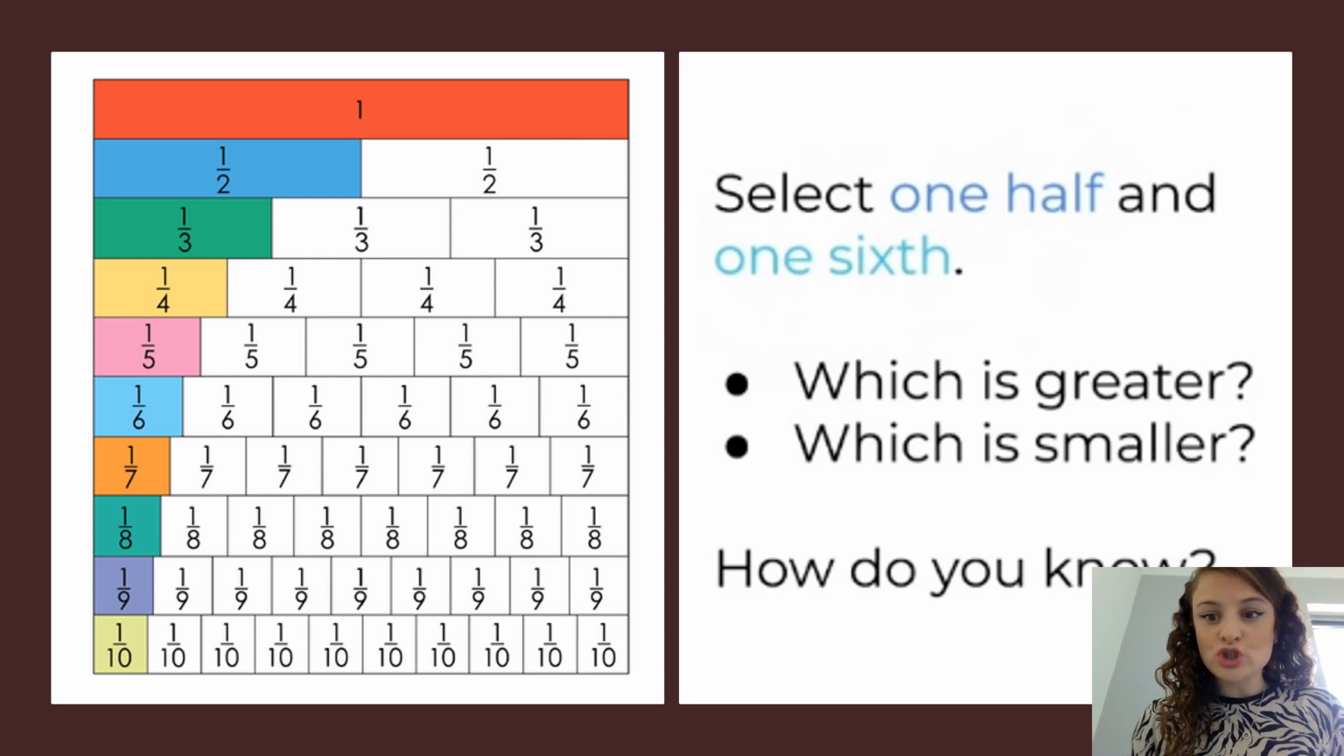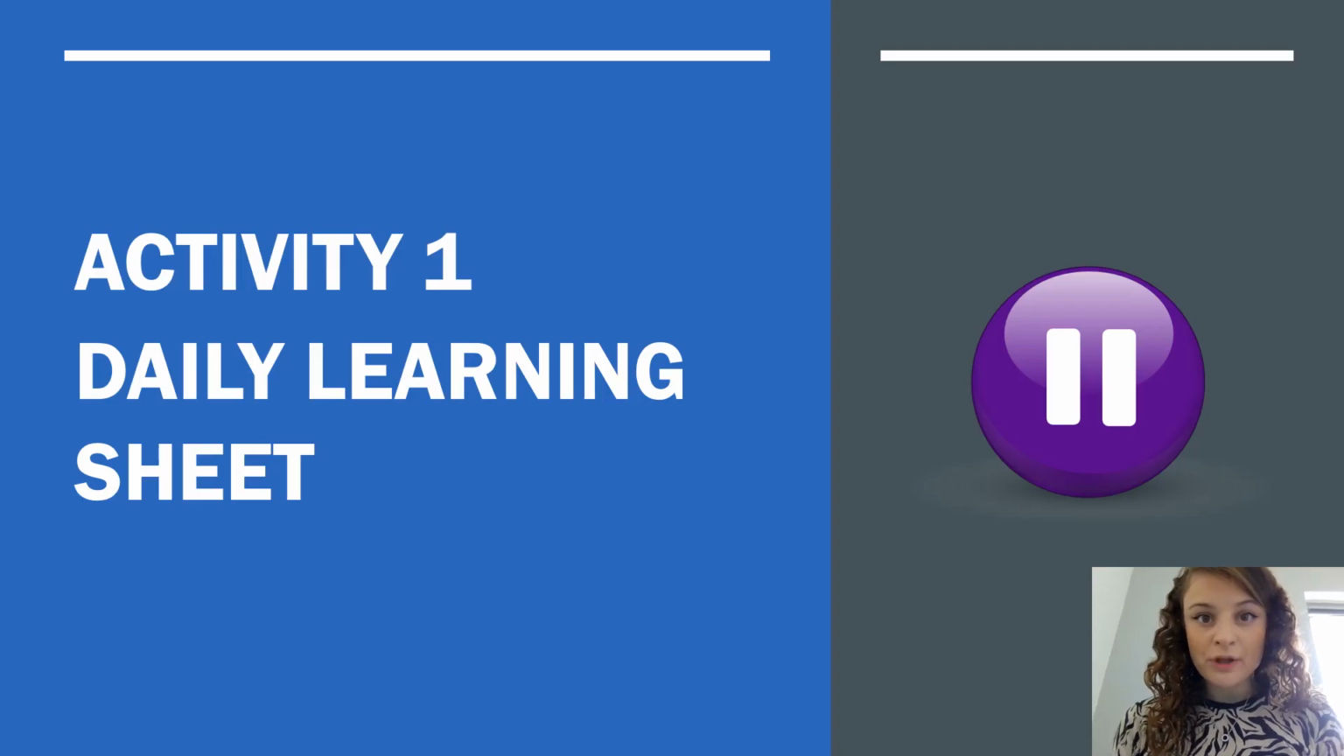Halves are split into 2 equal parts. Sixths are split into 6 equal parts. If I look at my fraction wall, I can see that a half is greater because it's only split into 2 parts, and a sixth is smaller because it is split into more parts. Did you say the same? In this activity, you need to look at the 2 fractions that are given to you, and you need to put in the equality symbol to show whether it is greater than or less than.